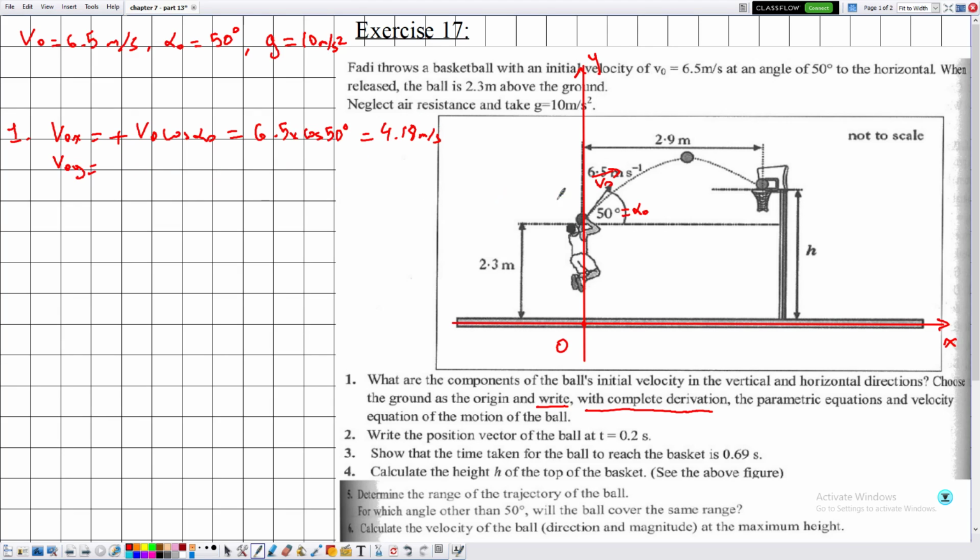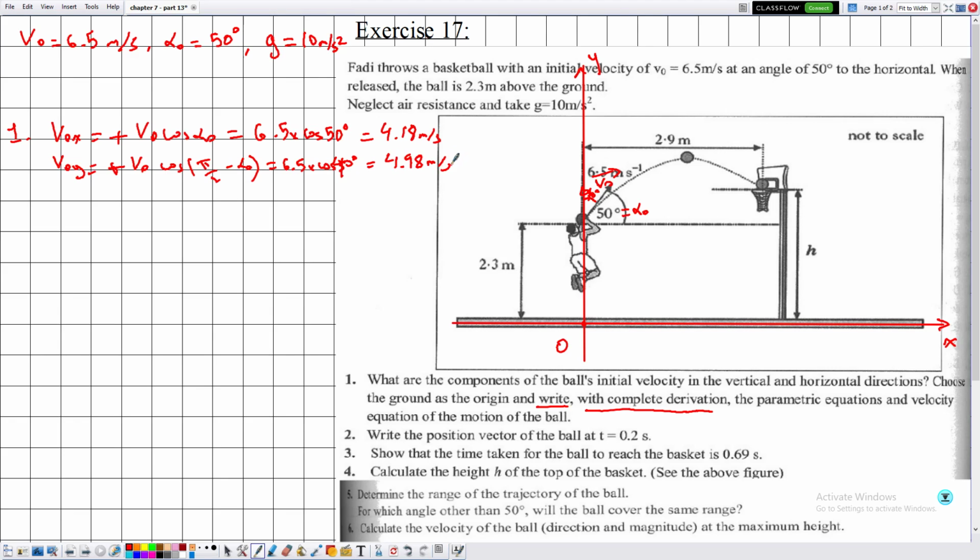Now as for v0y, it's pointing in the positive direction, so plus v0. Now this angle here is pi by 2 minus alpha, which is 90 minus 50, which is 40 degrees. So cosine of pi by 2 minus alpha 0, which is 6.5 multiplied by cosine 40, because 40 plus 50 is equal to 90, and this is equal to 4.98 meters per second.